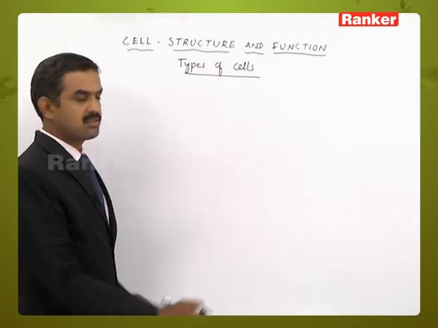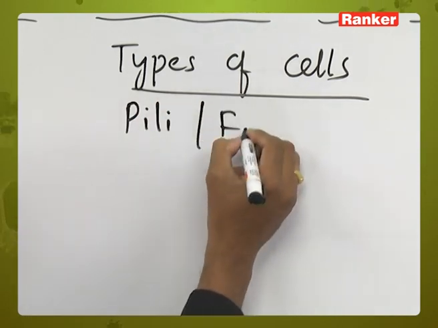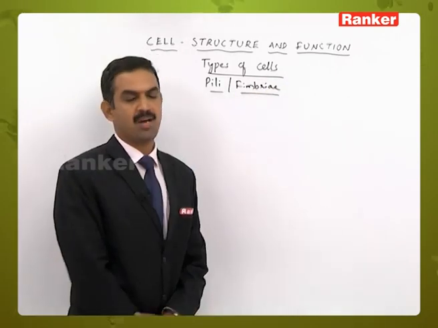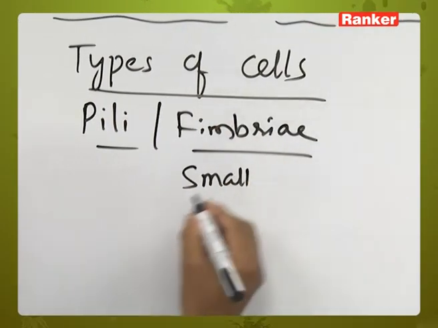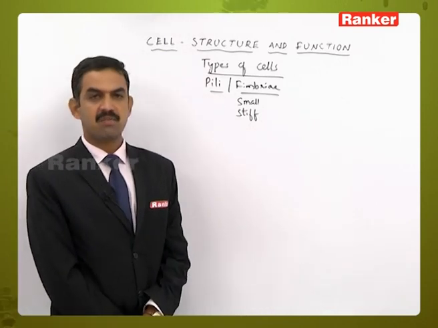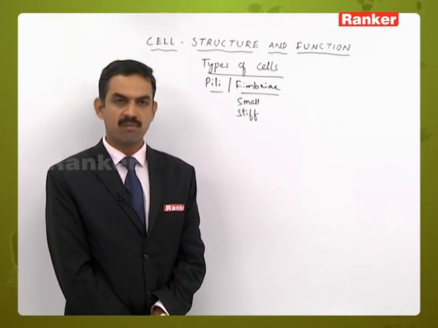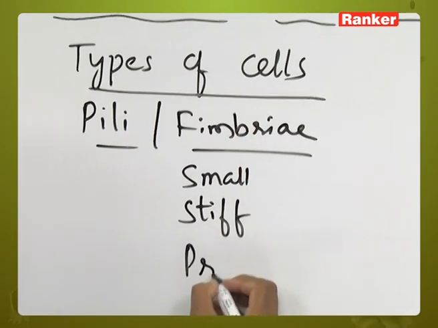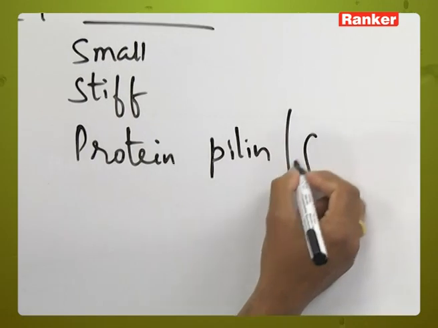Apart from flagella, some other specialized structures are present. Those are called pili or fimbriae. How they differ from normal flagella is that they are small in size and stiff. These are the structures concerned with attachment, and the number of pili or fimbriae is more when compared to the number of flagella. Then these are made up of a protein called pilin or fimbrillin.